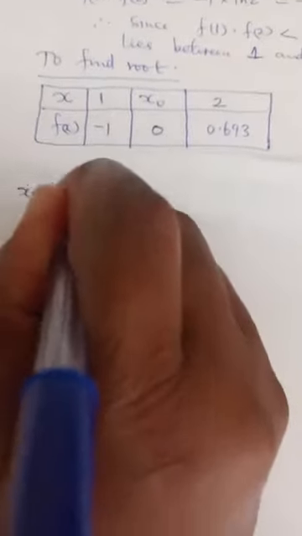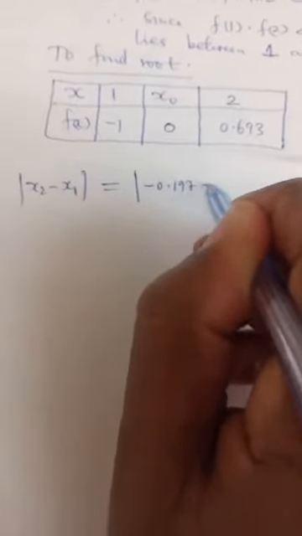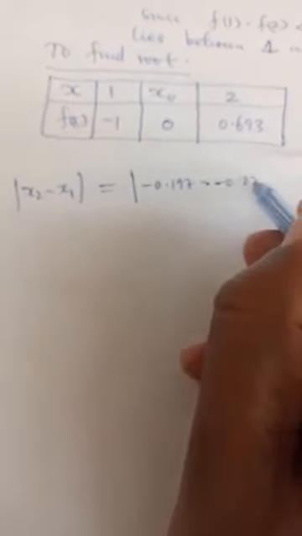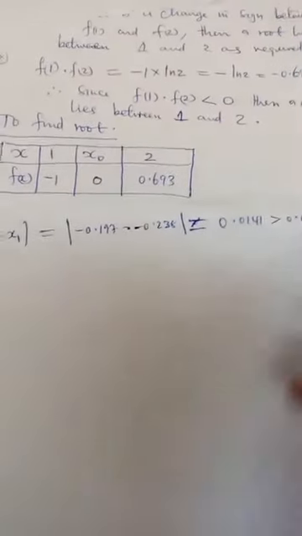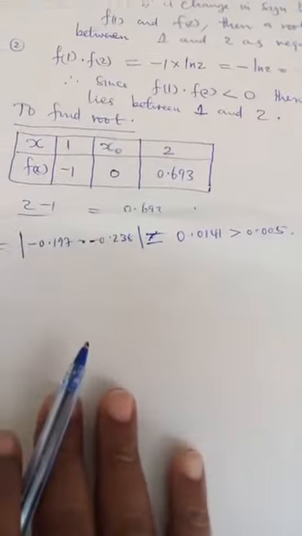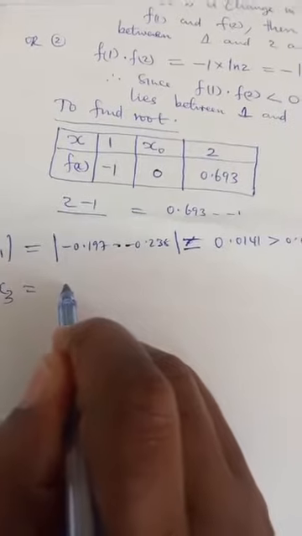If we check for the tolerance again, checking whether the error is less than 0.005, x2 minus x1 gives us the modulus of negative 0.197 minus negative 0.238, and this gives us a value of 0.041, which is still greater than 0.005. So we try again, a third time, to get the third approximation.